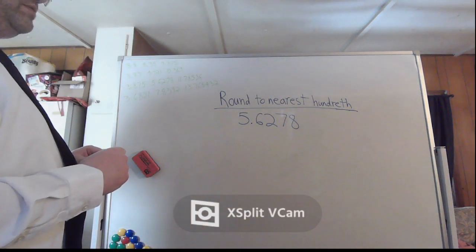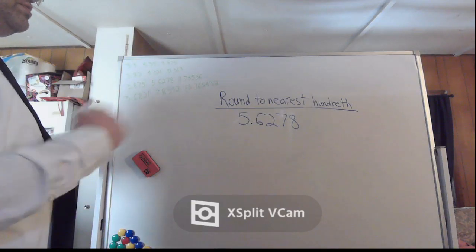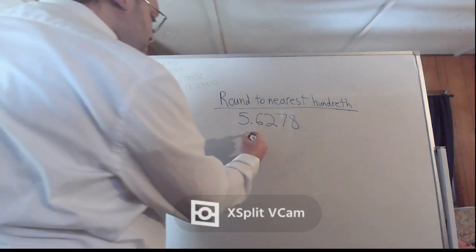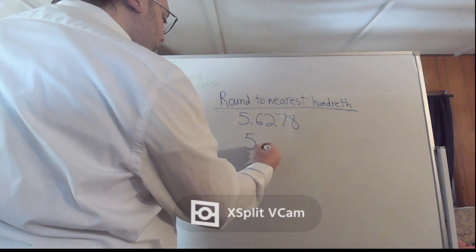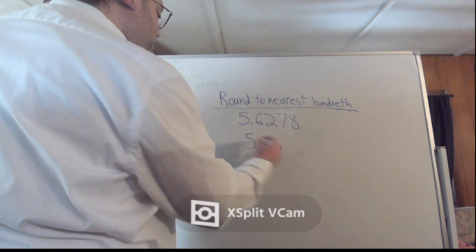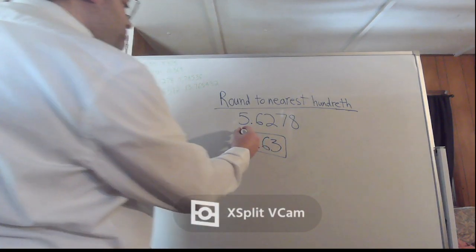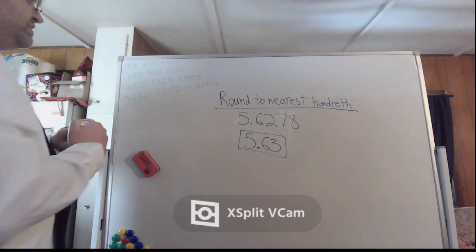Well, you have 5 or greater in your thousandths place, so this would round up to the next hundredth, which would be 5.63. That would be to the nearest hundredth, 5.63.